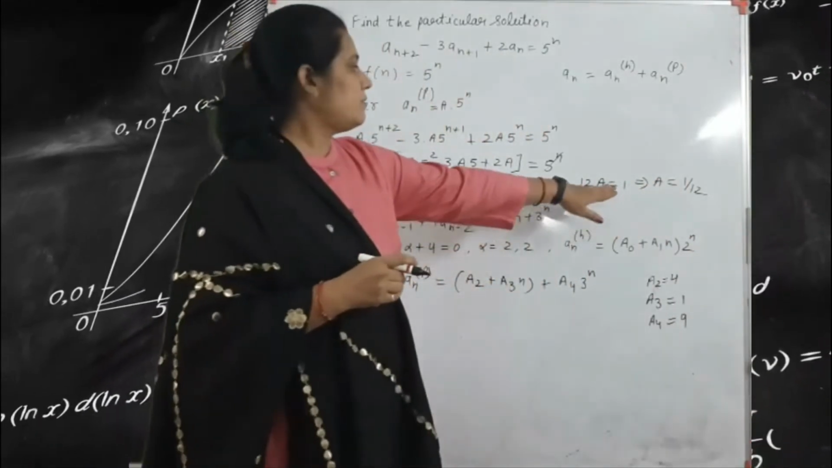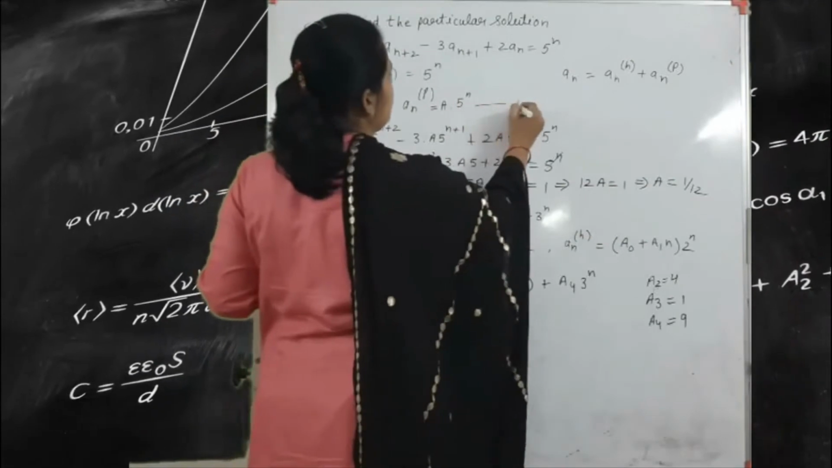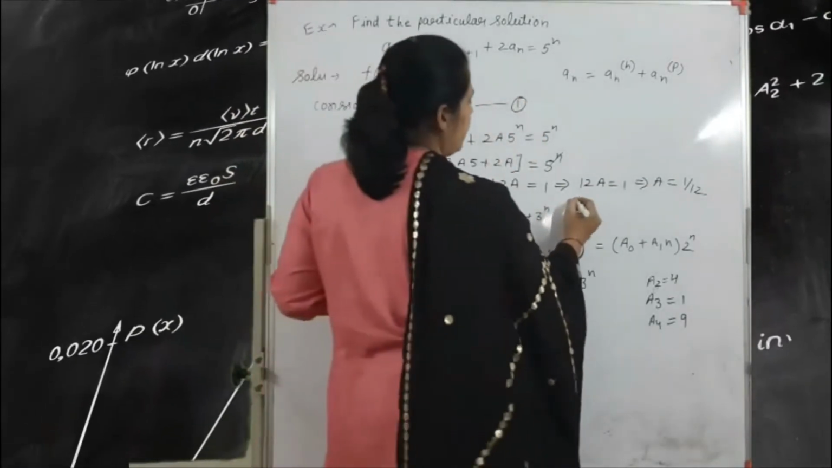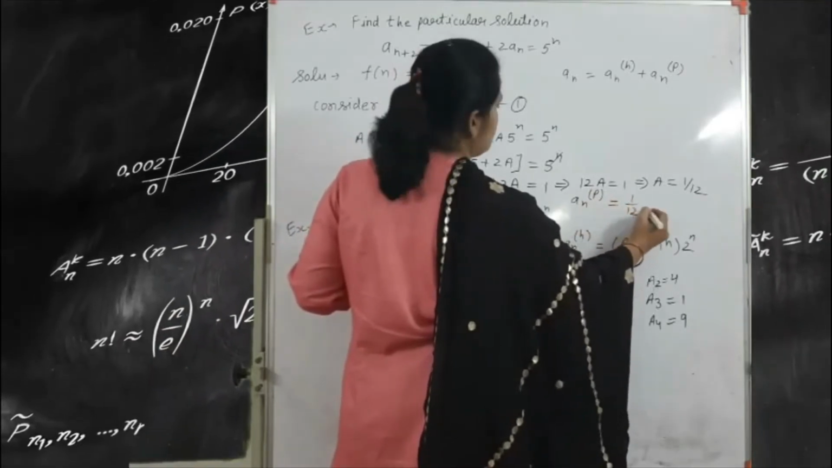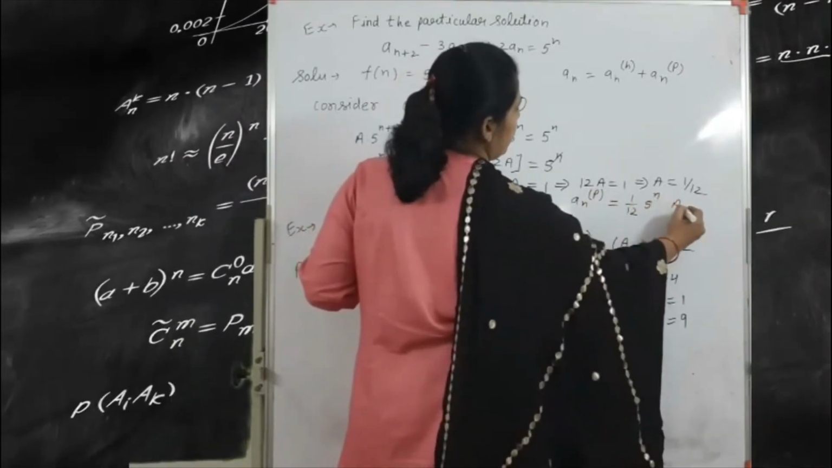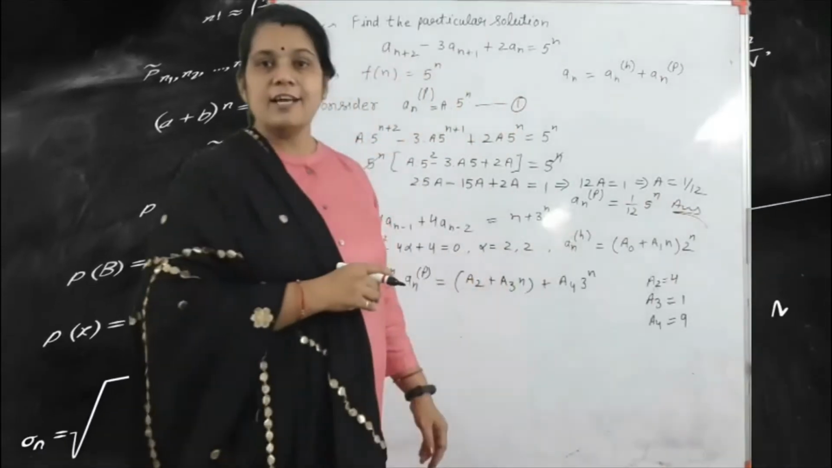So put here the value of a in this equation. Okay, so a_n^(p), that means the particular integral, is equal to what? 1/12 times 5 raised to the power n. This is our final answer.